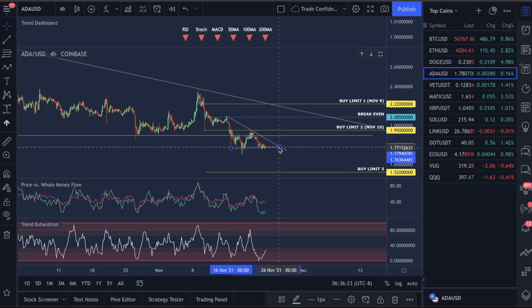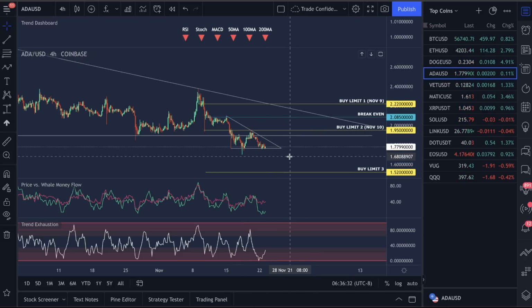So I would say this line right about here to me is a very good baseline that we could be watching, and this then gives us another basically descending triangle pattern in the market.